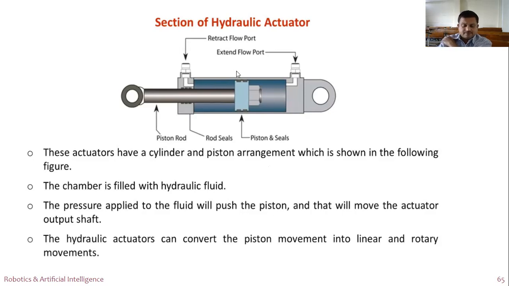That is, if the fluid is surrounding this equipment, this screw rod, then you will not get any output. Therefore, what you have to do is convert that hydraulic actuation into this piston movement.